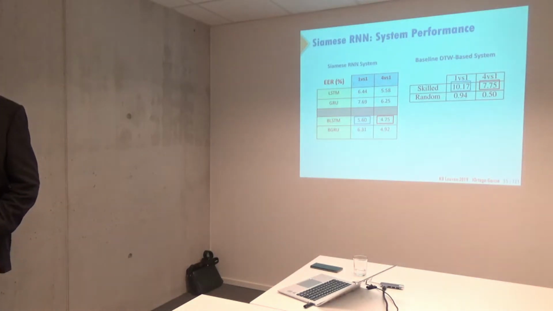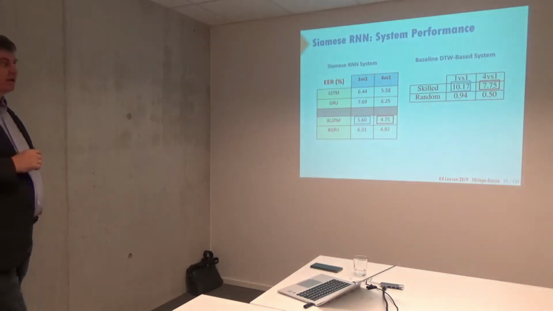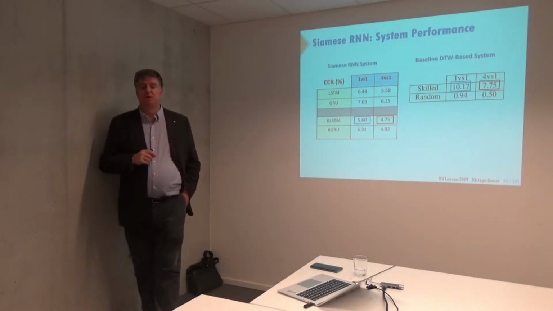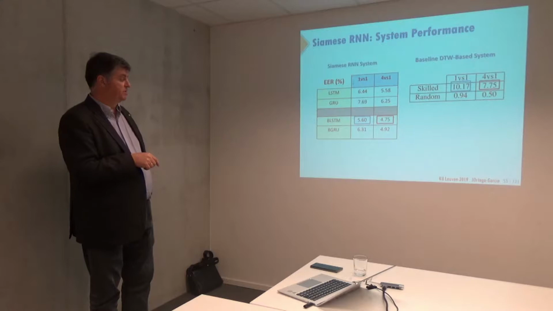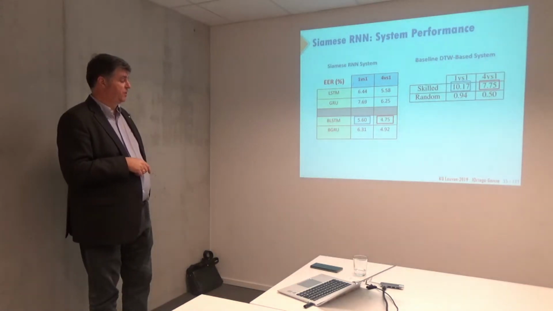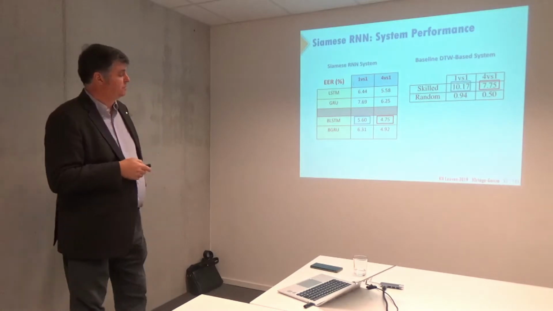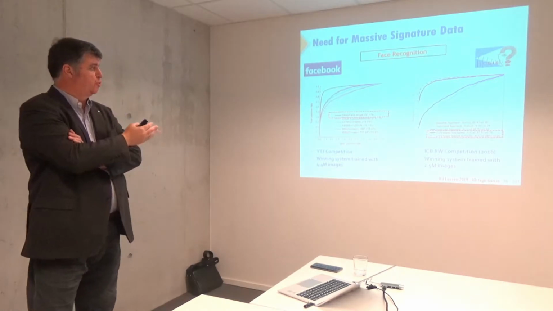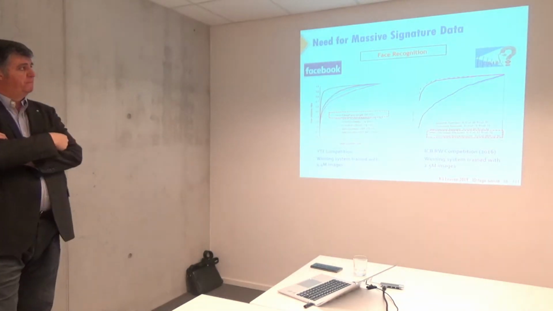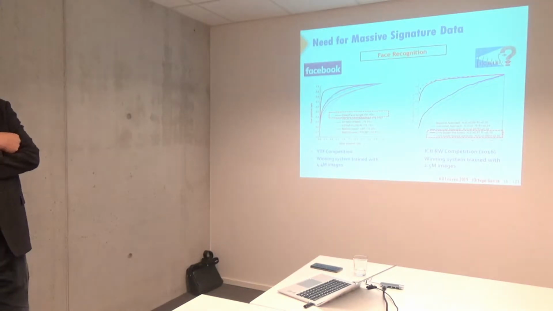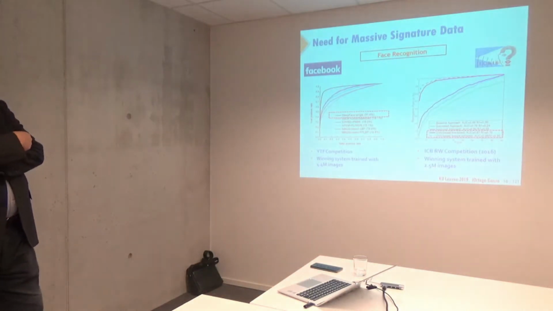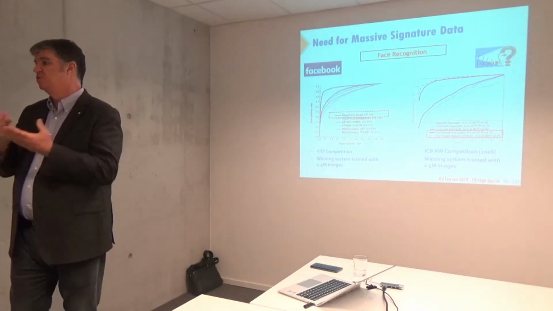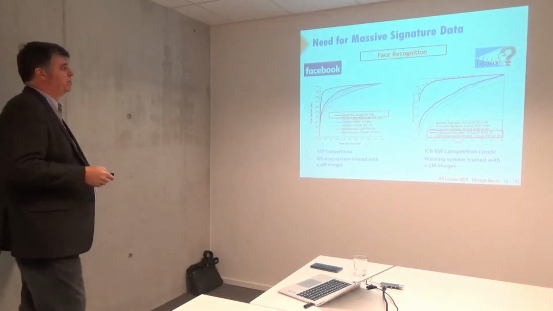We know it's a matter of the topology, but we haven't found a very good topology for the handwriting random process. For the skilled process, you have much better results when using this kind of deep network approaches. Of course, we know if we have massive signature data, we could do it much better. These are some examples of how in the face recognition problem with massive data you can do it much better. But we have that problem of data scarcity.